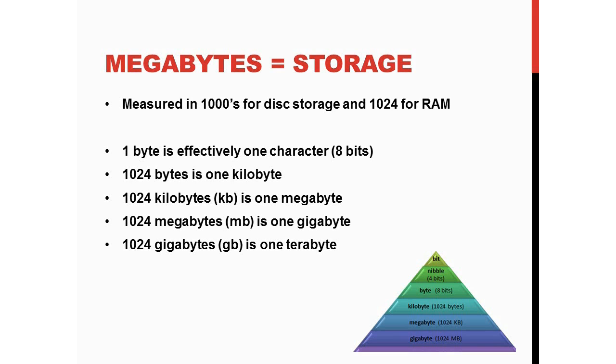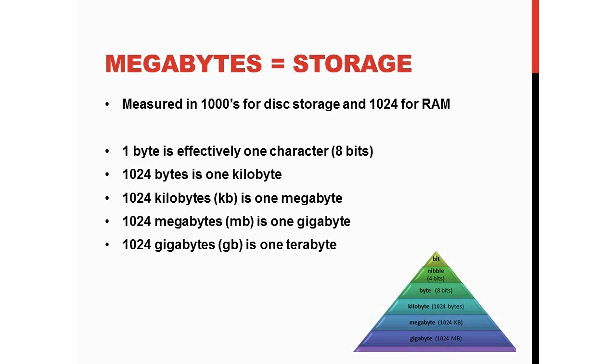This is obviously storage, and the confusing thing is if you're talking about disk storage, then we're talking thousands, and if we're talking RAM storage or memory storage on a computer, we're talking 1024 sections. Now, 1 byte is effectively 1 character, so imagine 1 letter on the page. You type that into Word or something, and that is 1 byte. So an A4 page of text is probably 1 or 2 kilobytes in terms of size.